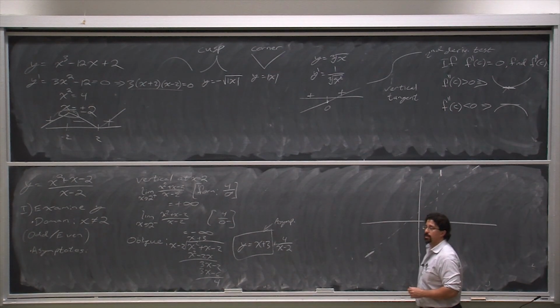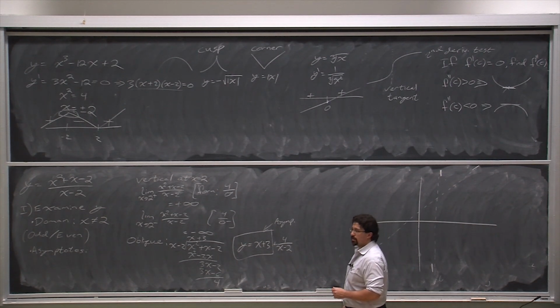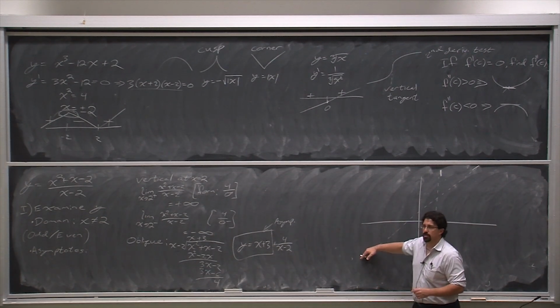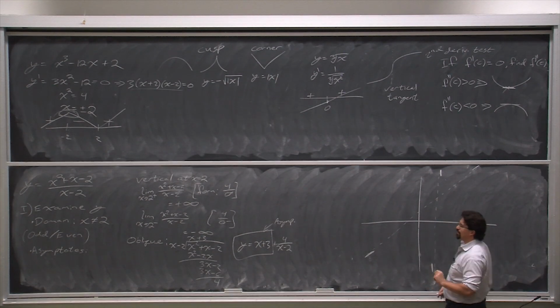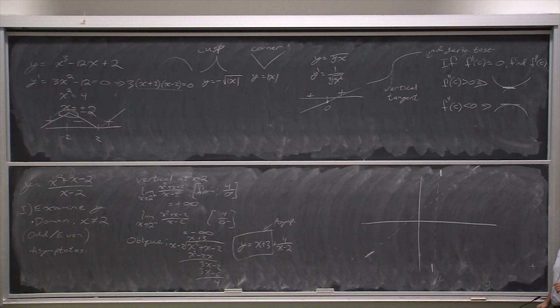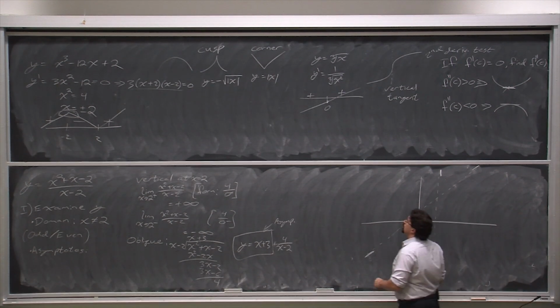Yeah? You said you're a tiny bit below the function, or below the asymptote. The function is below the asymptote. Yeah, I'm sorry if I misspoke. Okay? So we're good? All right. Next.